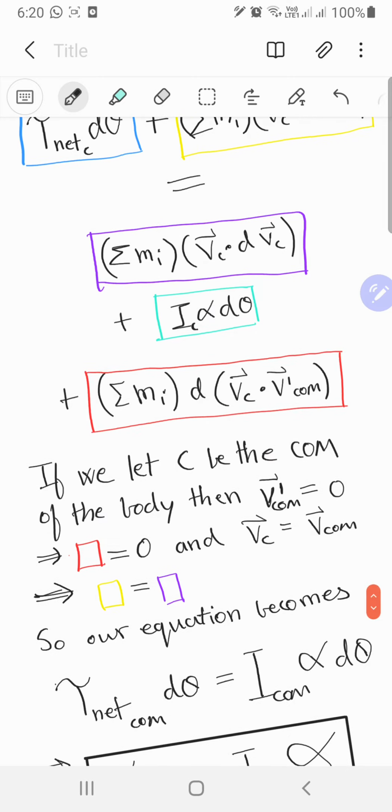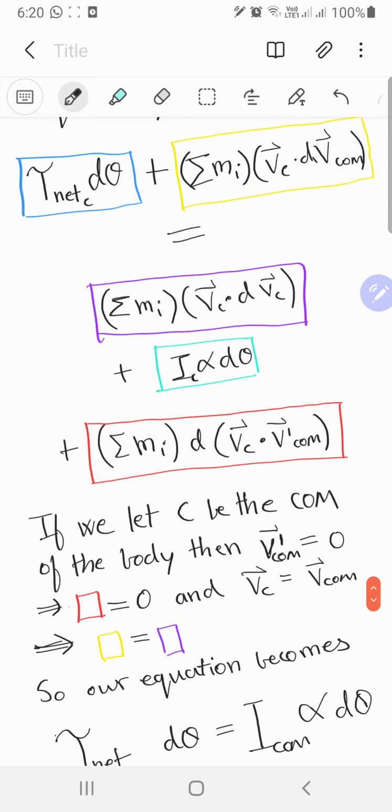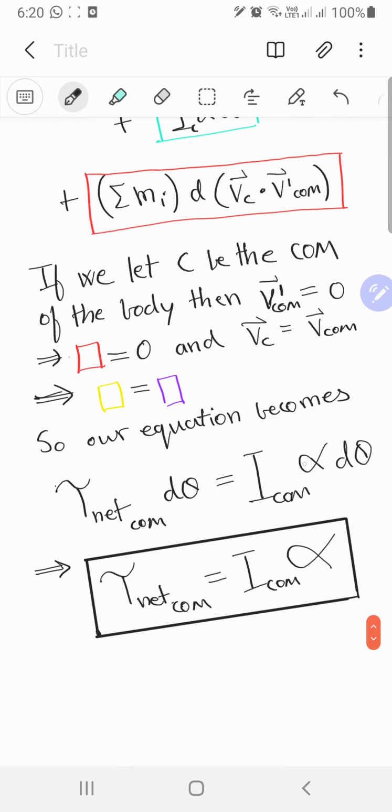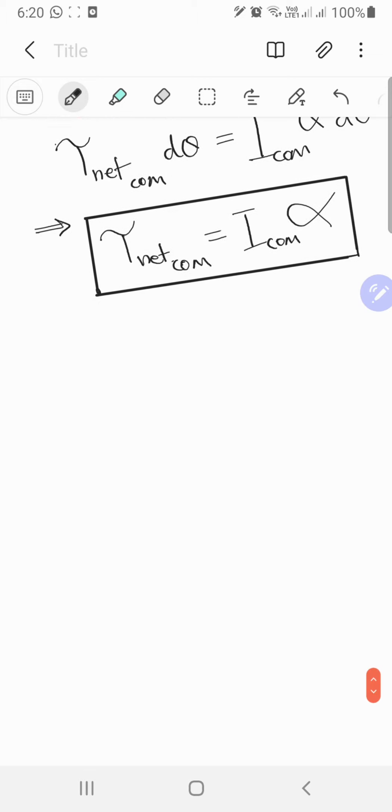So from that our equation becomes torque net with respect to COM d theta equal to moment of inertia calculated with respect to COM times alpha d theta. So cancelling the d theta from both sides, we get this thing. And yeah, that's it. This is the equation that we wanted.